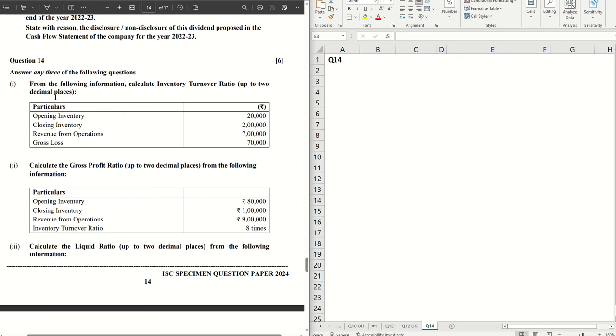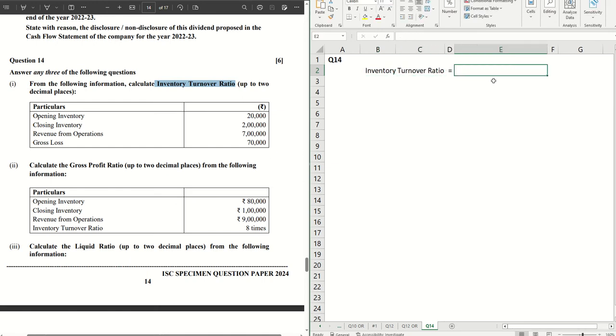This sum is the sum of ratio analysis. In the first one, we are asked to calculate the inventory turnover ratio. We have been given the opening inventory, the closing inventory, the revenue from operations, and the gross loss. All right. So let's first write down the inventory turnover ratio formula that we have.